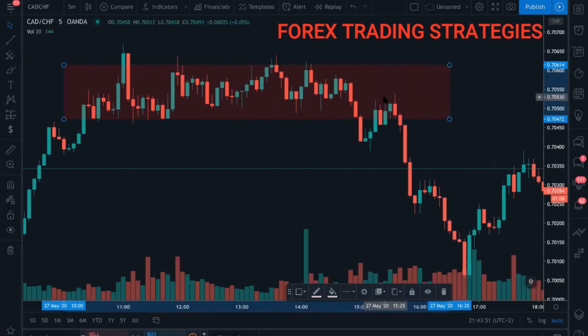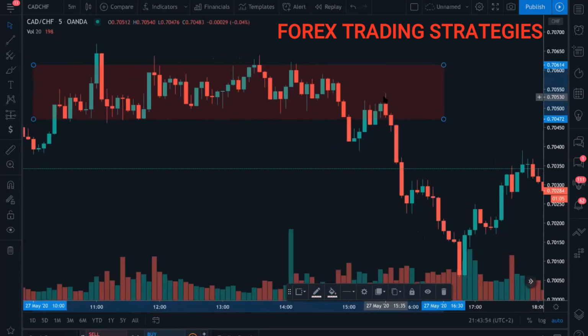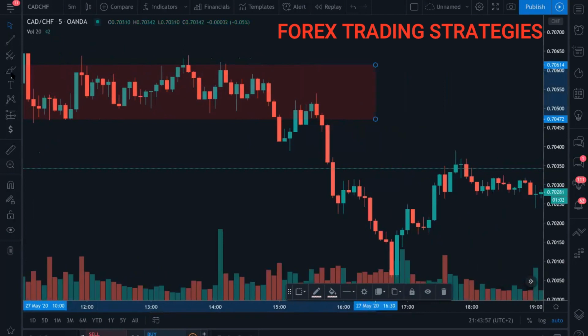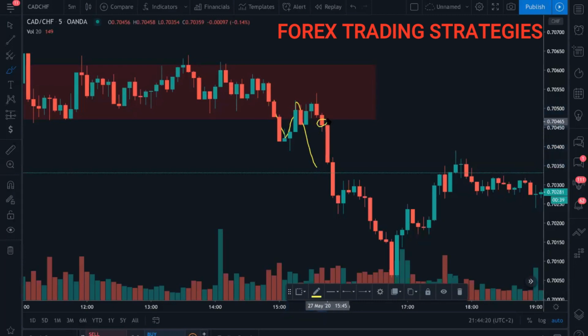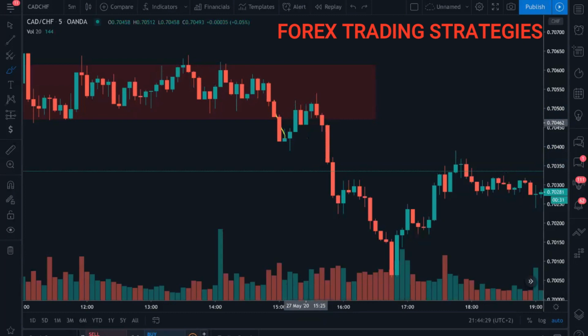Okay, so now you are looking for a breakout. The price needs to come out of that range and then go back in, right? And then go back down. The candle that confirms your retest is this candle, because it closed outside the range. You understand? Even this candle is also a confirmation candle.